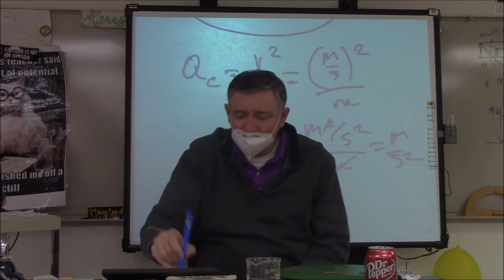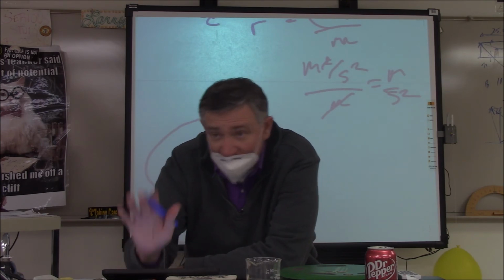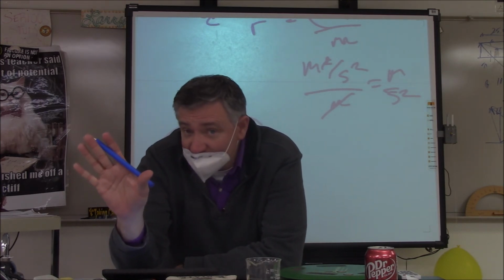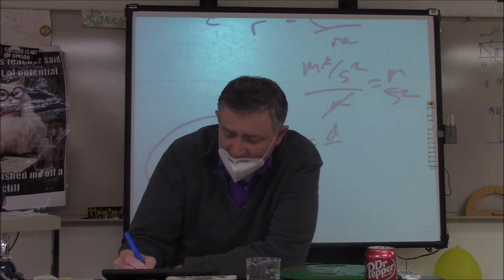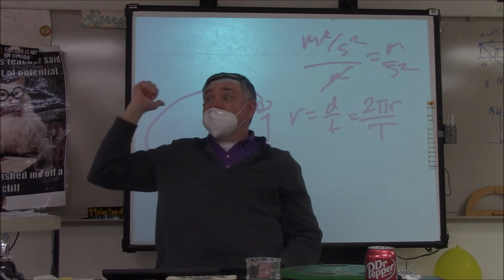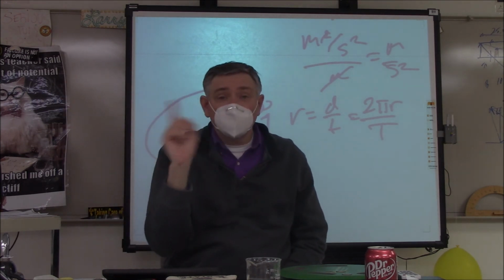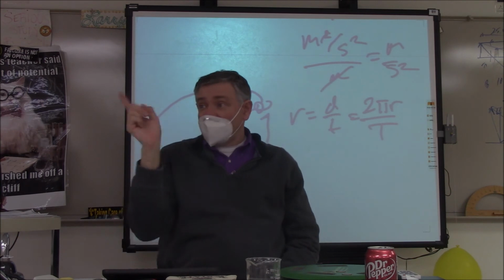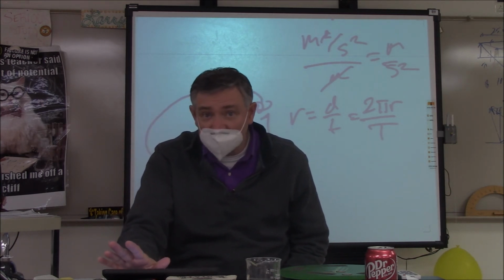2 pi r. So when this rubber stopper is going around in the circle, and you all have done this on the very first test that you did, we said velocity is distance divided by time, and that's 2 pi r divided by t. I said, here's Mars, it's spinning on its axis, how fast are you going? And you all used this equation. This isn't anything new. You all have seen this before.